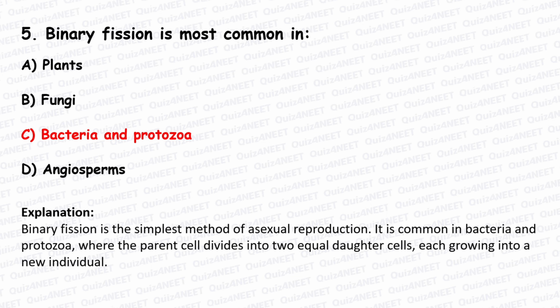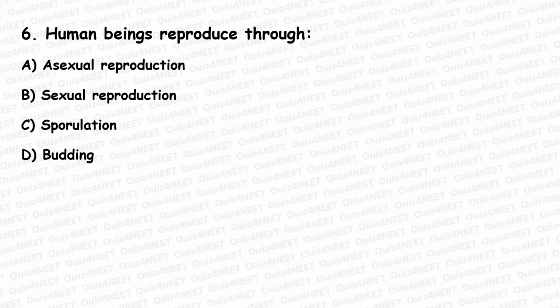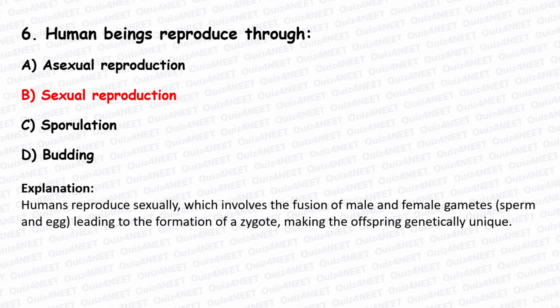6. Human beings reproduce through: A. Asexual reproduction, B. Sexual reproduction, C. Sporulation, D. Budding. The right answer is B. Sexual reproduction. Explanation: humans reproduce sexually, which involves the fusion of male and female gametes, sperm and egg, leading to the formation of a zygote, making the offspring genetically unique.